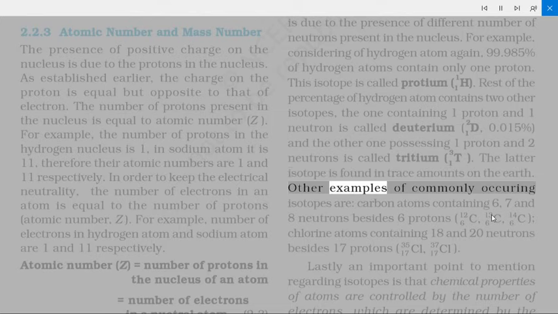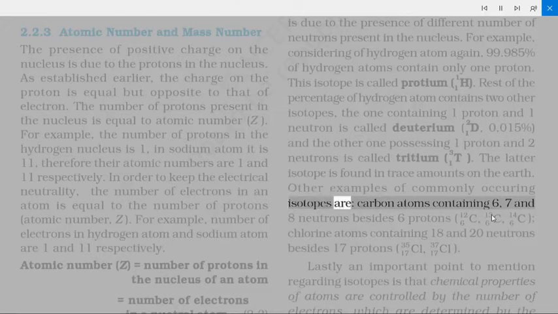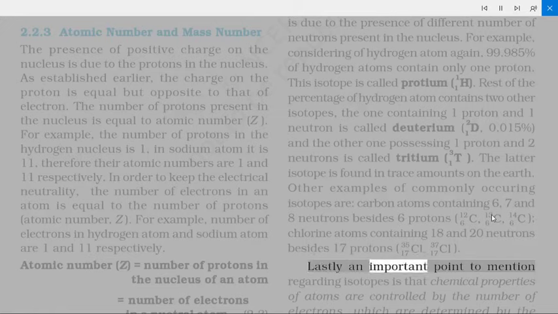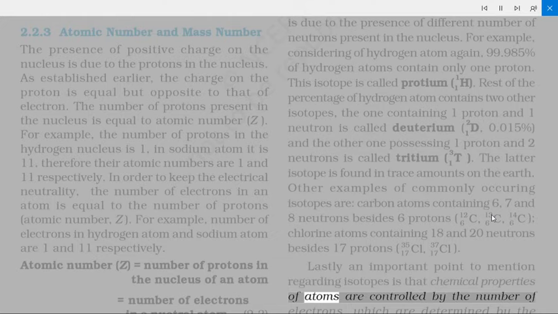Other examples of commonly occurring isotopes are carbon atoms containing 6, 7 and 8 neutrons besides 6 protons, that is 12/6 C, 13/6 C, 14/6 C, and chlorine atoms containing 18 and 20 neutrons besides 17 protons, that is 35/17 Cl and 37/17 Cl.